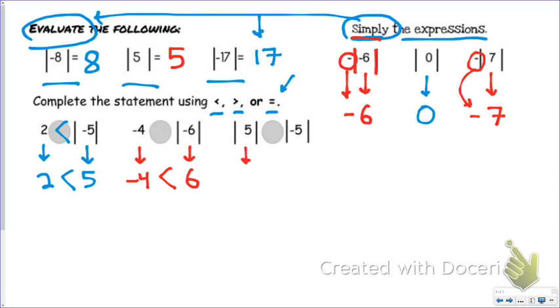This one may be a little bit tricky for some of you, but the absolute value of 5 is just 5. The absolute value of -5 is also 5. They're both the same distance away from 0. So when I take the absolute value of both of these, my answer is actually equal to.